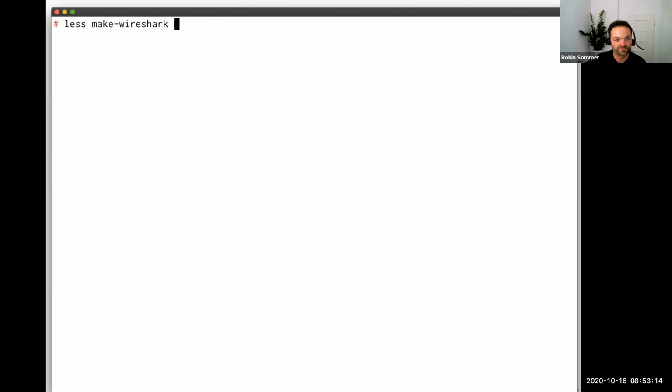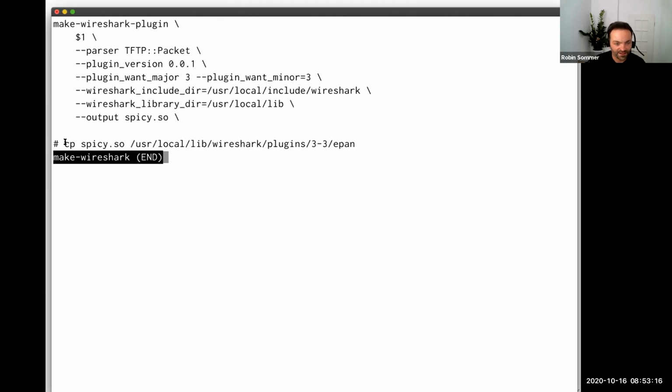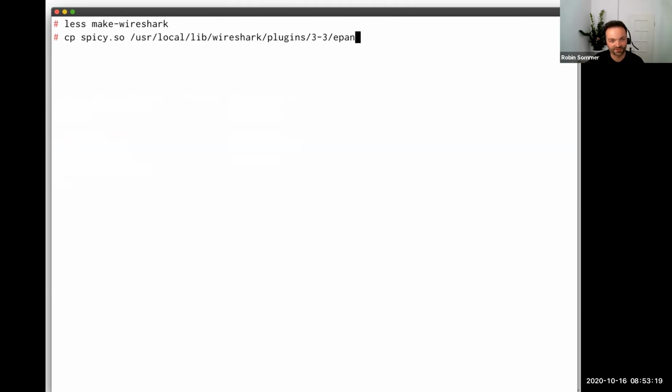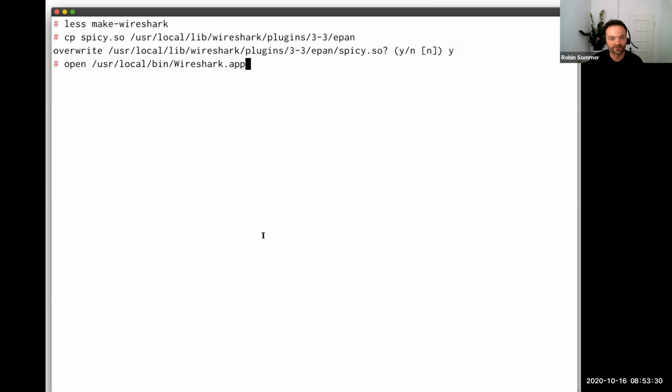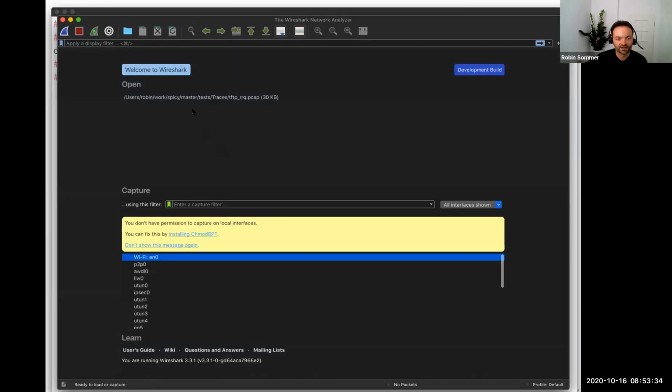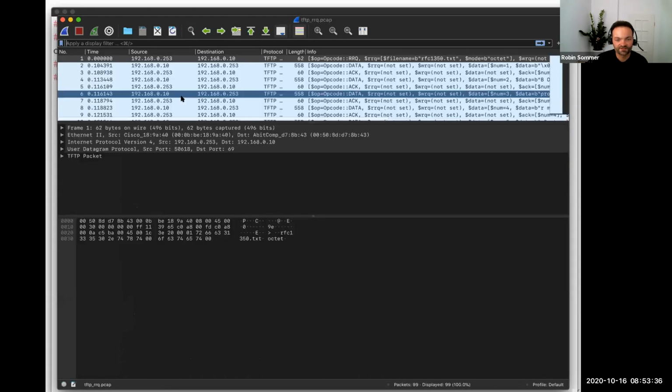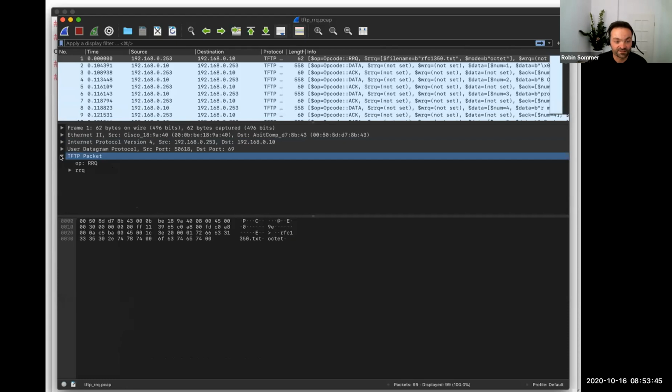So if I go back to this one, I have the command line here to get it into the Wireshark plugin directory. Oh, there was one there. And I can now open Wireshark and we'll see what happens. There we go. I have this trace here, and there we go. So this is Wireshark looking at this TFTP trace using the spicy dissector that we just added.